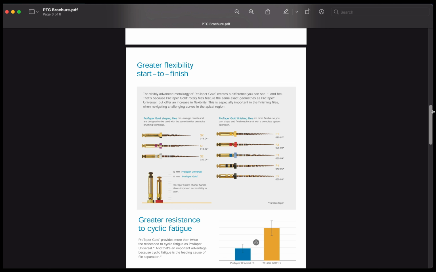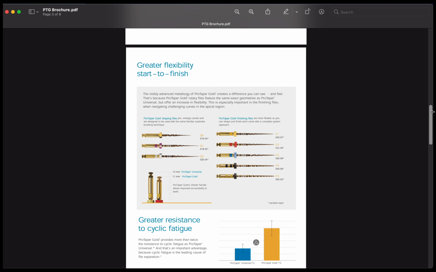Not that many canals actually need to be instrumented larger than an F3. And another important feature of the ProTaper Gold system is that they have what's called a progressive taper to them. So that 7% taper, that's a very aggressive amount of taper as you work your way up the file. So what happens is that 7% taper is really only present in the apical 3 millimeters, and then the taper decreases as you go up the file.